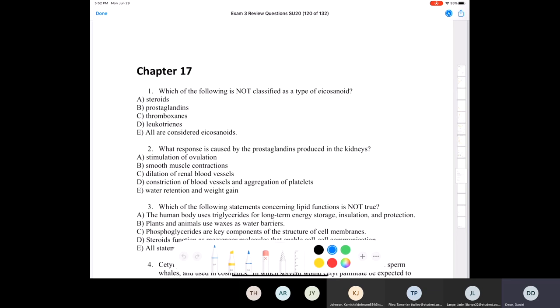Who could help me with that? Which one of these is not classified as an eicosanoid? An eicosanoid is a naturally occurring compound that has 20 carbons. You probably would have had to have read the book. Yeah, thanks, Tyler, because we know that prostaglandins, thromboxane, and leukotrienes are all eicosanoids, okay? So the answer is actually steroids. Steroids are not an eicosanoid.